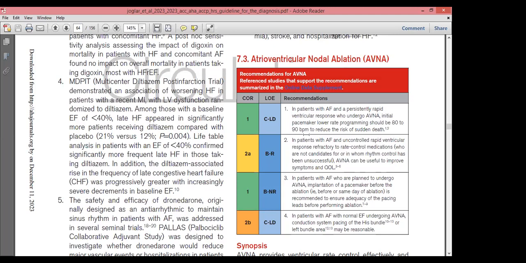And if with the AV nodal ablation, they are still firing at a very high rate, then you can put a pacemaker and program it to be within 80 to 90 beats per minute to reduce their risk of sudden death. So in patients with AF and persistently rapid ventricular response who have undergone AV nodal ablation, initial pacemaker lower rate programming should be between 80 to 90 to reduce risks.